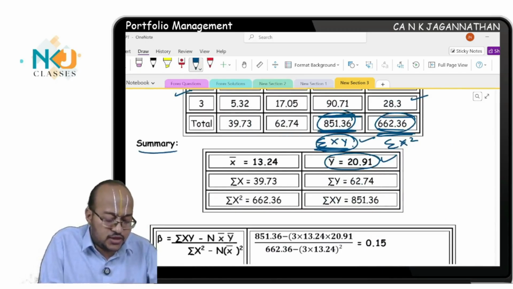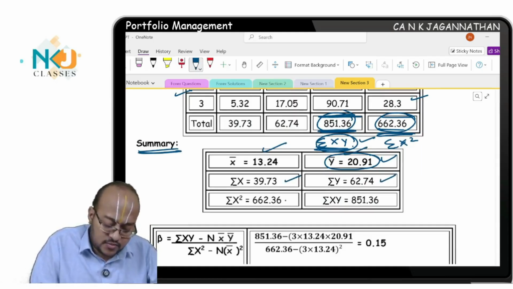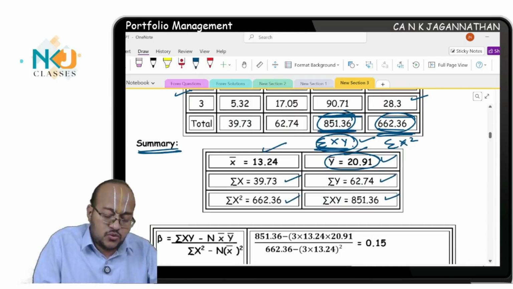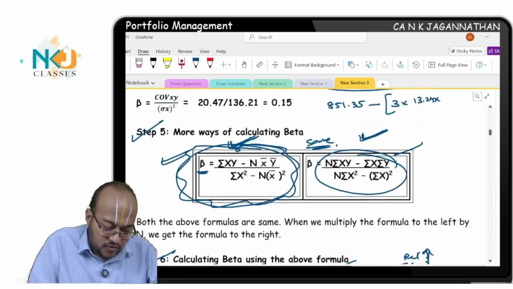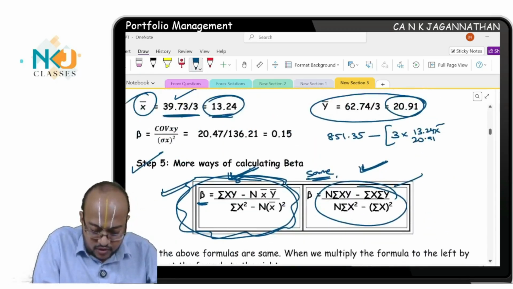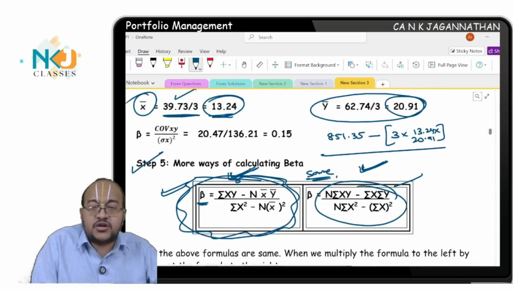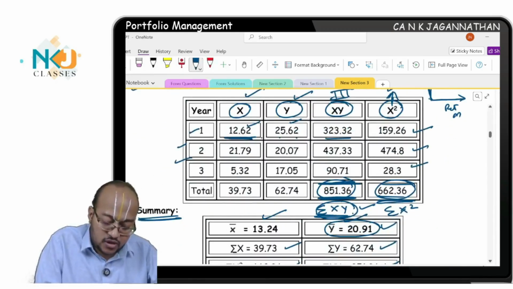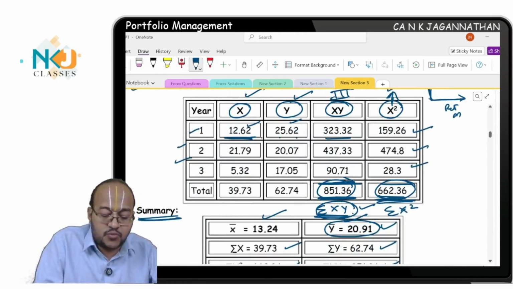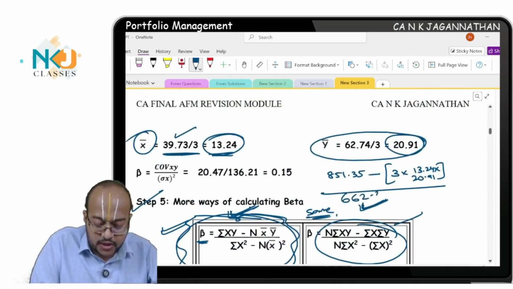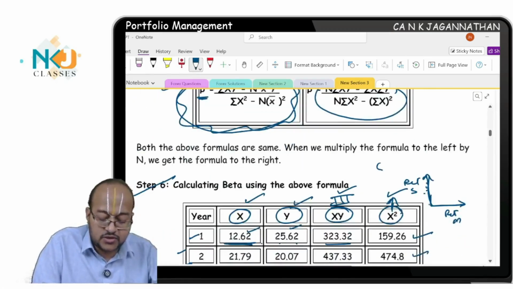Are you all understanding? I have put a summary, you can easily go through. X bar is there, y bar is there, summation of x is there, summation of y is there, sigma x square, sigma xy. So y bar is 20.91, into 20.91, divided by summation of x square, the total of this column, 662.36, minus n, which is 3, into x bar square. X bar is 13.24 square. If you solve this, you will get beta as 0.15.